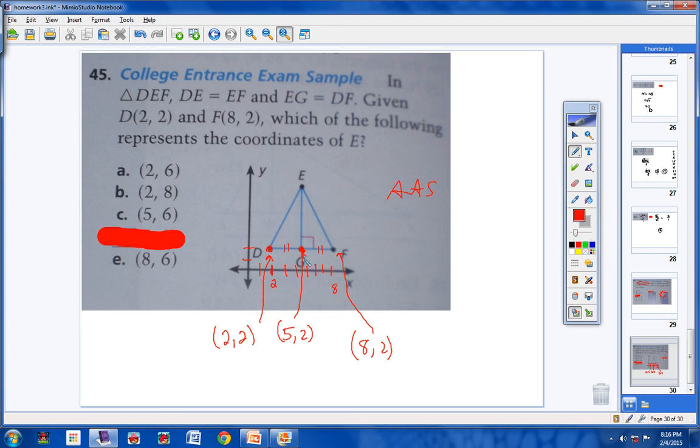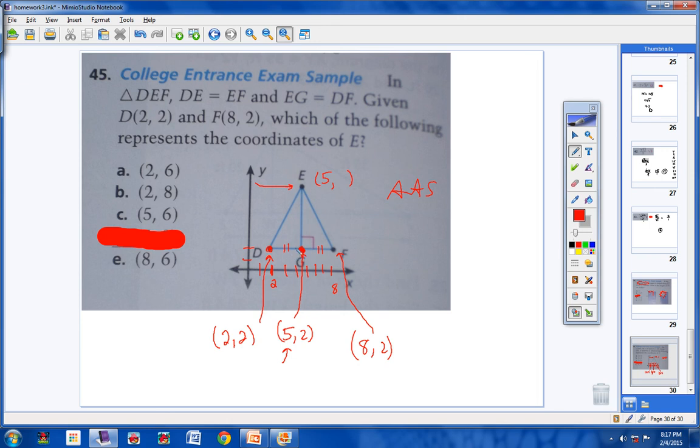Now students, please listen. If G is over 5, then how far over is E? E is also over 5. It has to be. They're right above each other. They're vertical. So if G is (5, 2), that means G is over 5. Then how far over is E? 5. Now all we have to do is find out how far up it is.